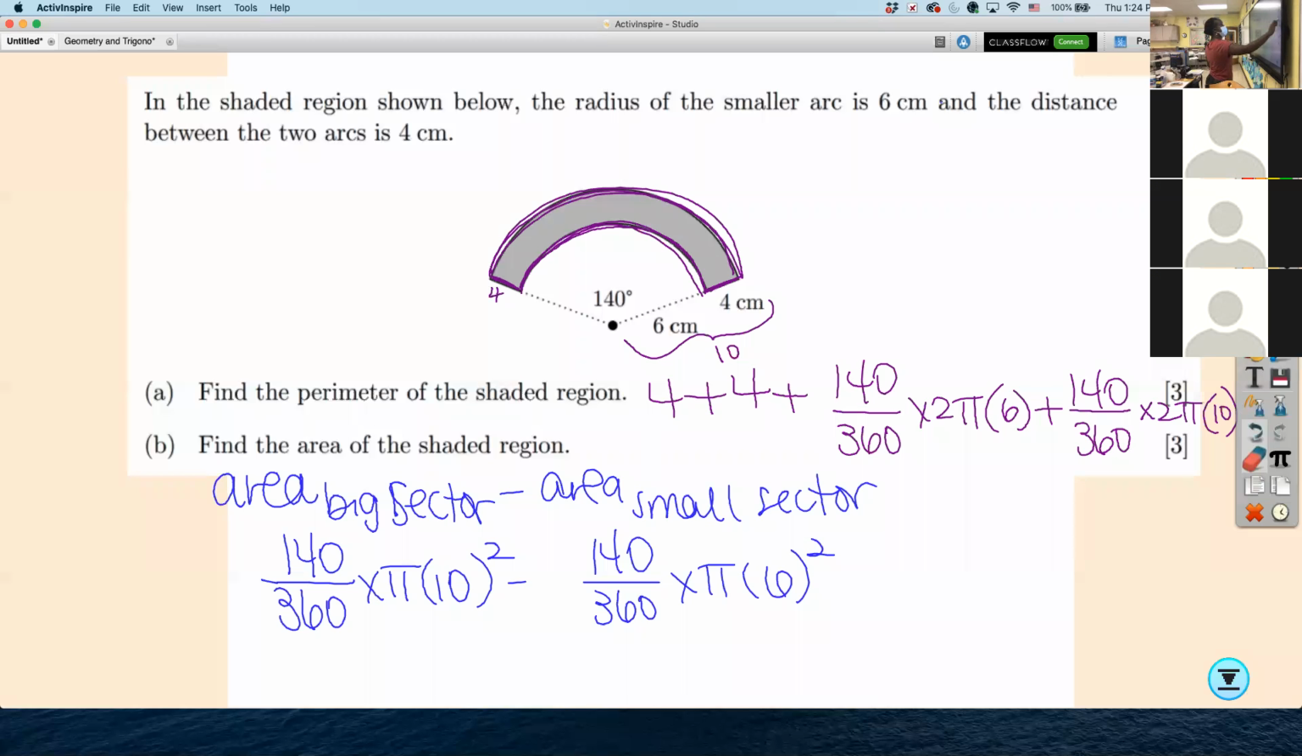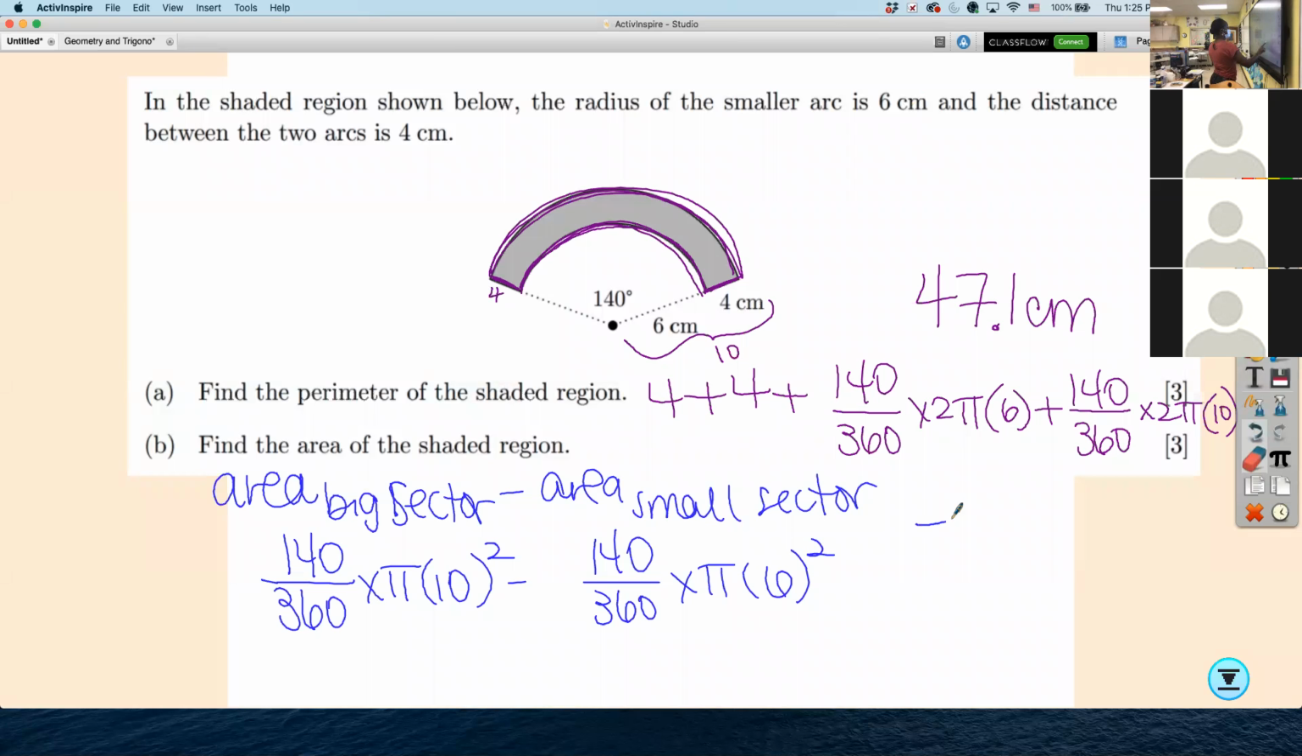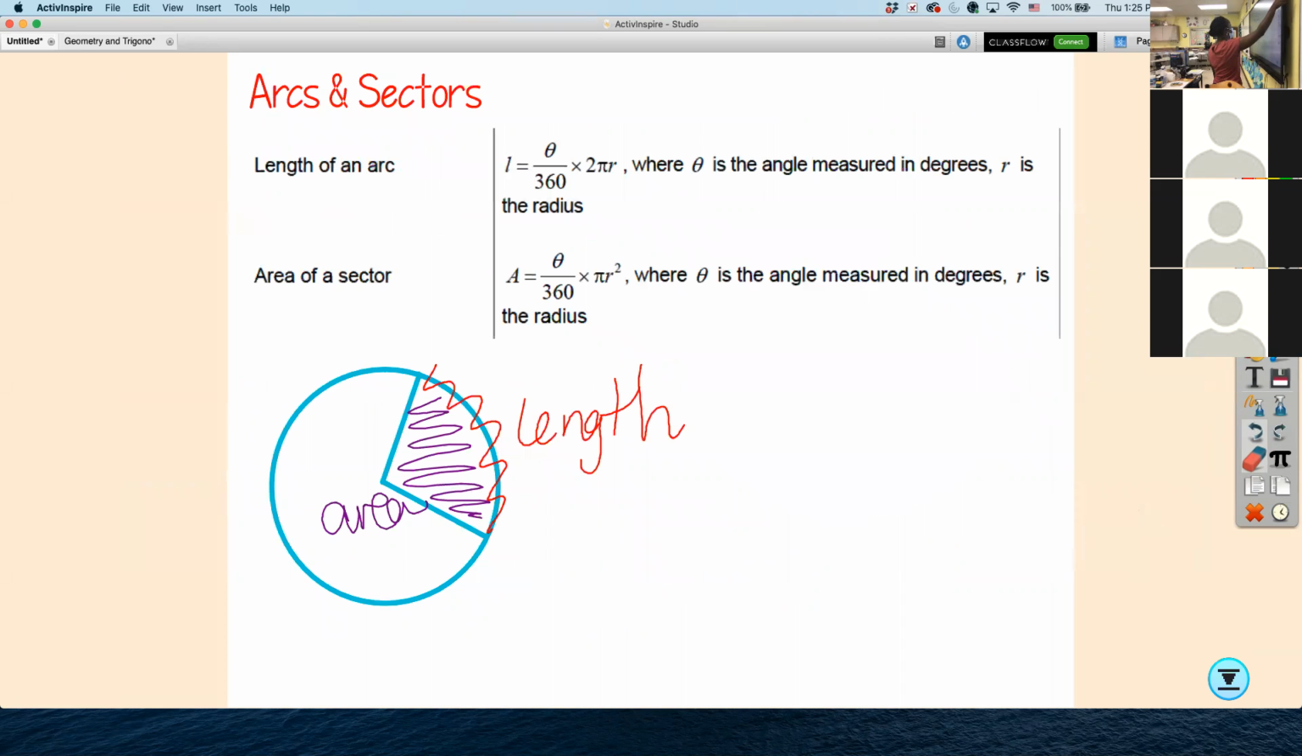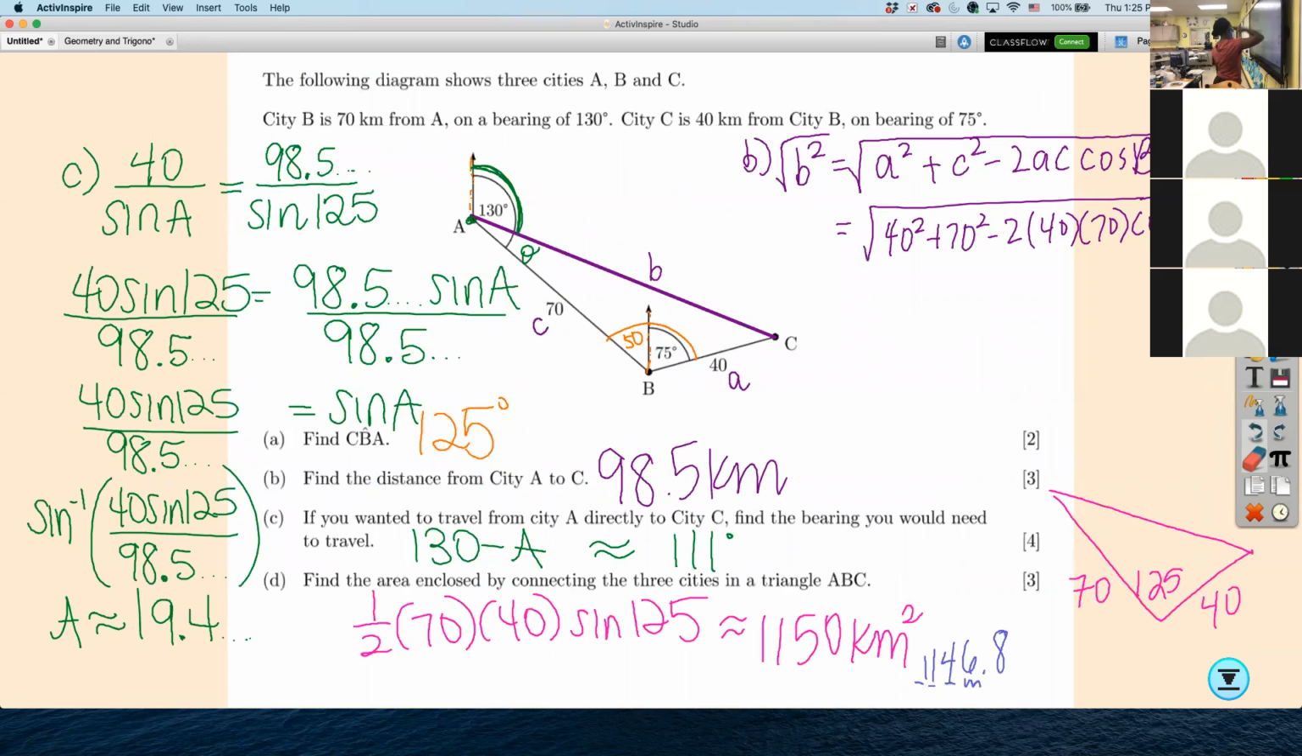So then your answer to part A of the perimeter should have been 47.1 centimeters. And remember, a perimeter and length are measured in just regular units, so it would just be centimeters. And then for the area of the shaded region is 78.2 centimeters squared. And remember, area is always squared units. So this is area of sectors as well as bearings. These were the two examples here to go along with the other video.